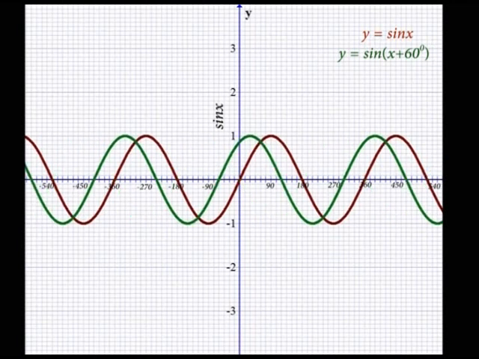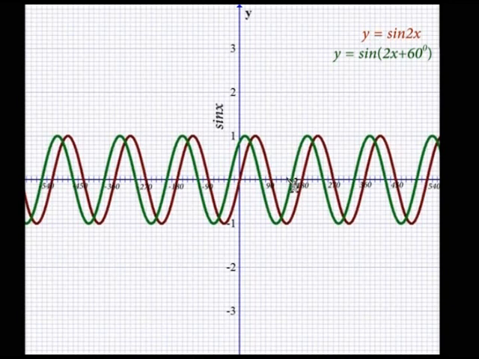Now, we need to cover a very important detail about the horizontal shift. We have sine x and sine of x plus 60 degrees, and so we are shifting to the left by 60 degrees. If you focus here, we go back by 15, 30, 45, 60 degrees. If I look at this intercept, we go back 15, 30, 45, 60 degrees. And so we have a shift of 60 degrees.